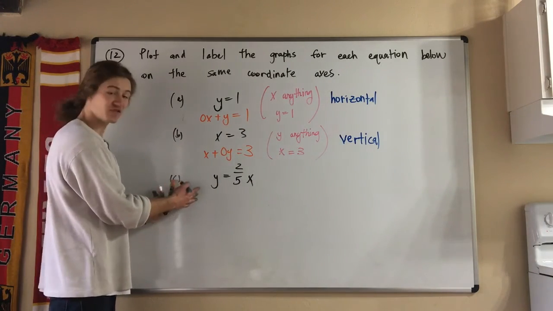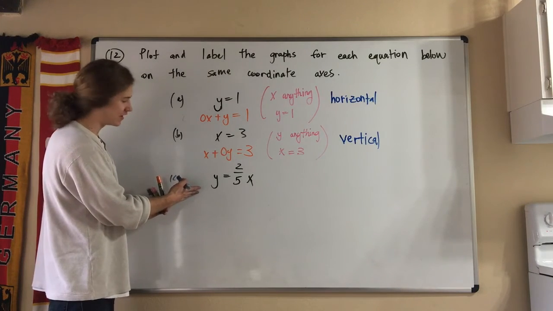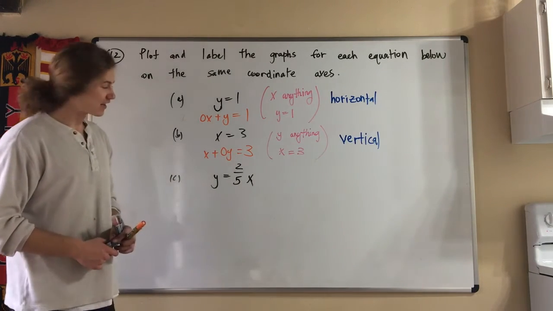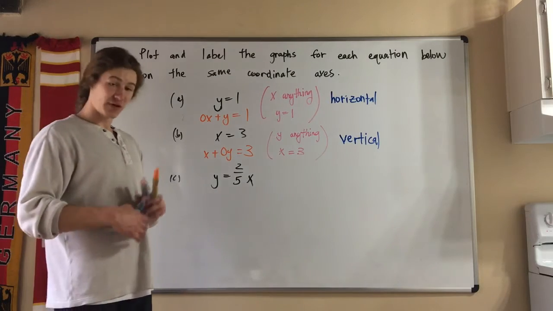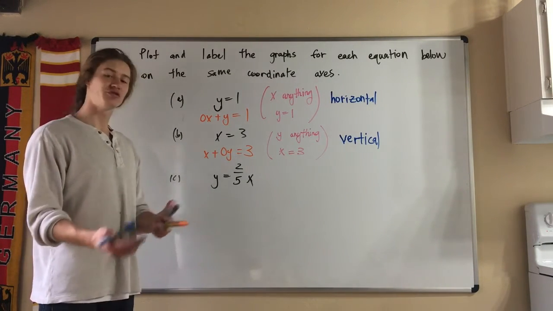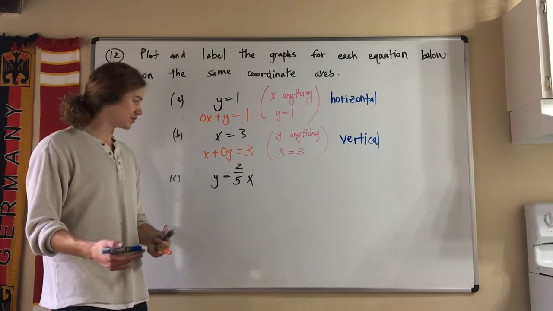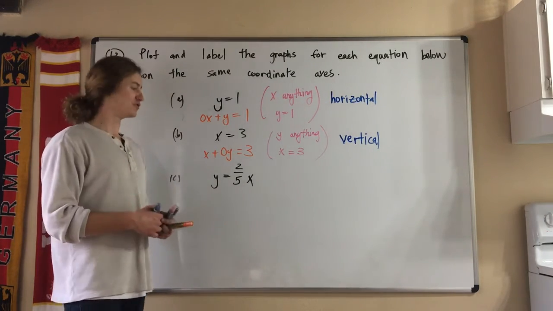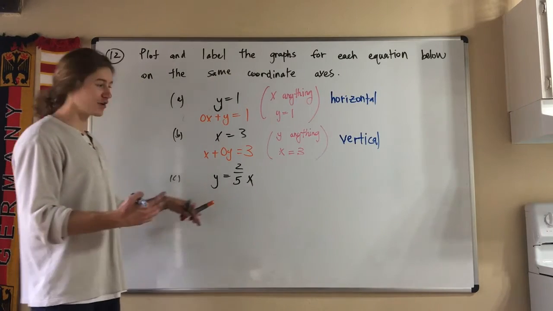However, how do we plot this final linear equation in two variables? y equals 2/5 times x. Well, this is like the previous problem. If we have a linear equation in two variables, we can find two solutions, plot those two solutions, and put a line through those solutions to see the total solution set on a graph.